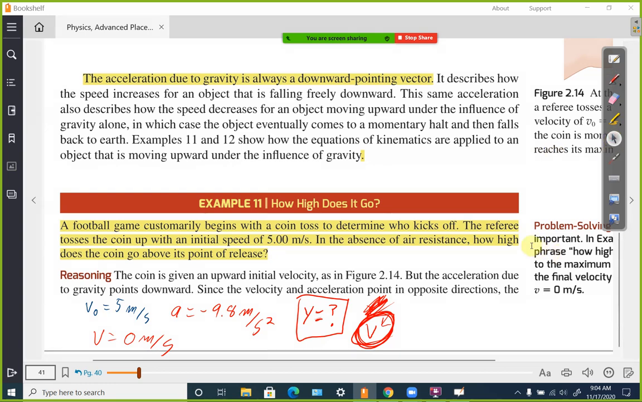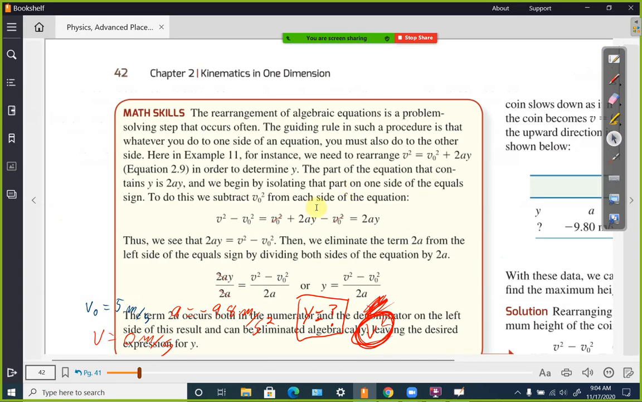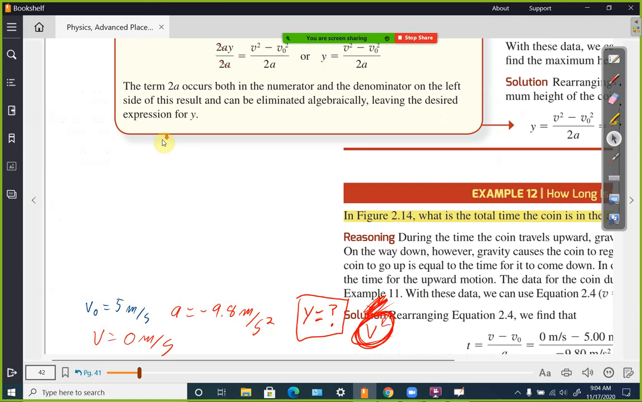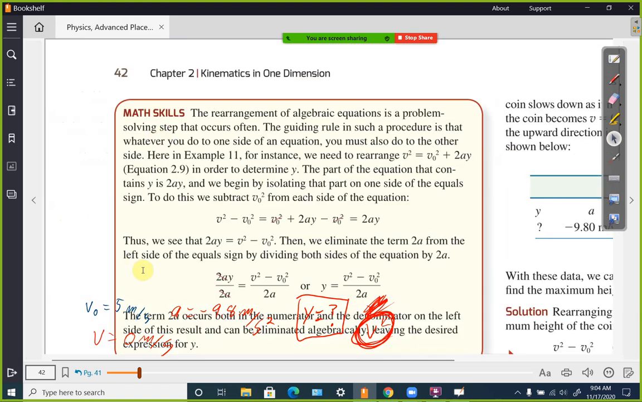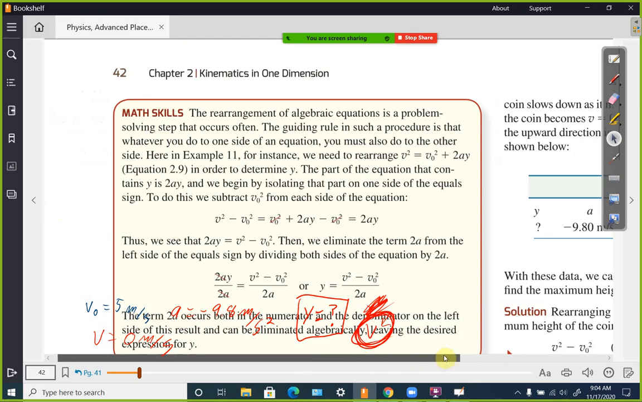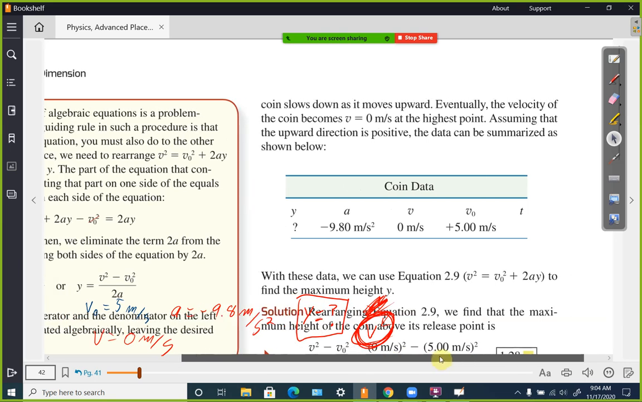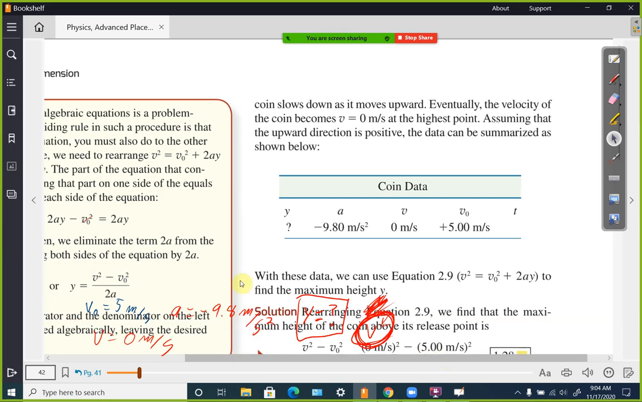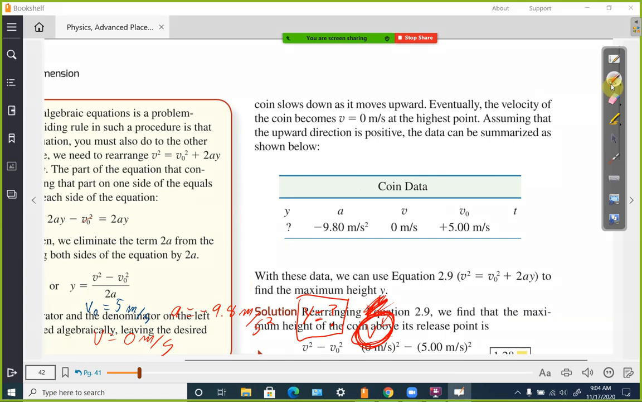They're actually going to use, I believe, yes, this is the one that I thought they were going to use. Let me zoom over here a little bit. So here's all the stuff that they know. This is the one: v squared equals v sub 0 squared plus 2ay, and we're going to have to solve this one for y, right?